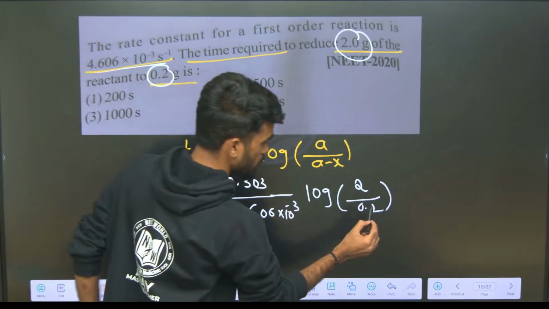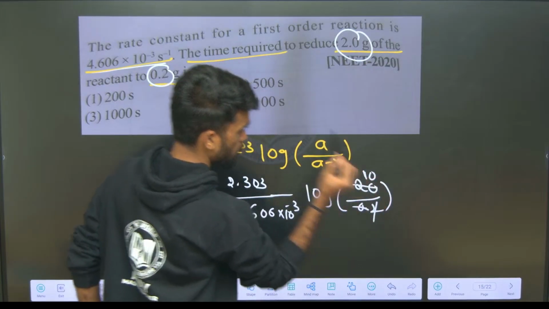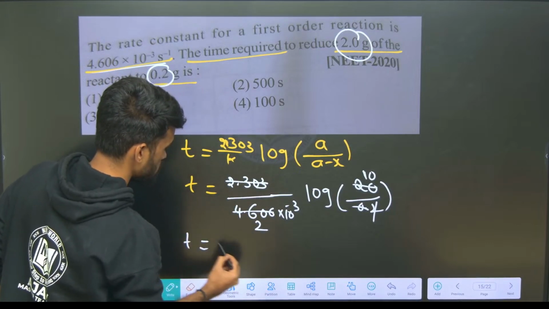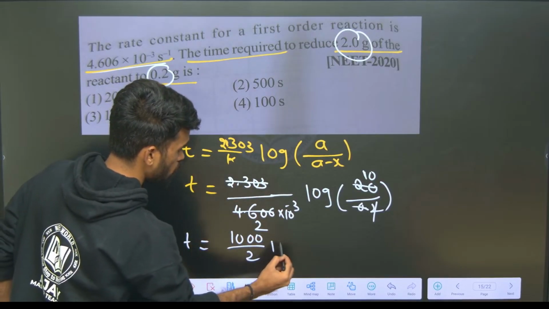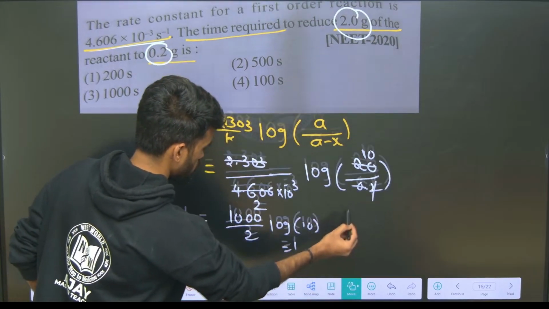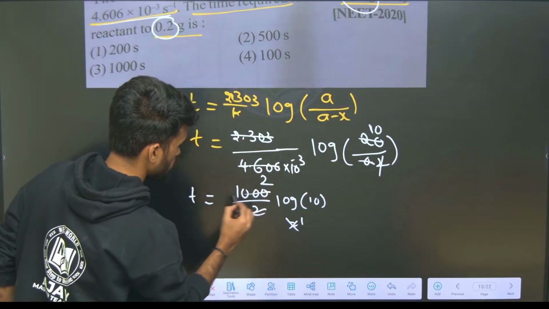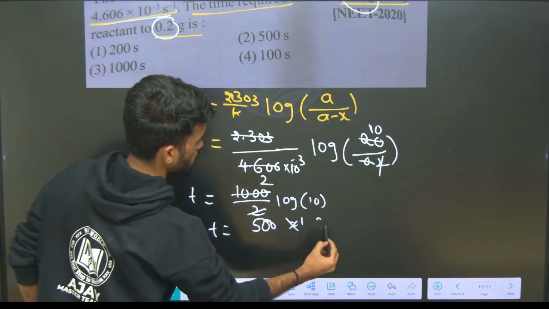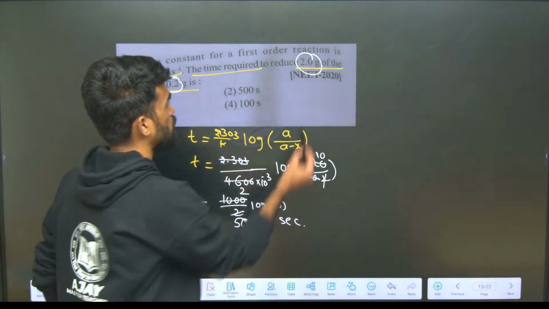So I can remove this decimal and write 20 by 2, so this is 10 times. Then 10 power minus 3, I can write 1000 in the numerator by 2 log 10, and log 10 is 1. So this is 1 into, so this will be 500. So the time will be how many seconds? 500 seconds. So very easy now, this is a NEET 2020 question.